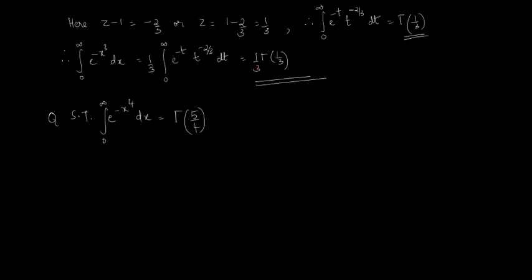Just evaluate and see for yourselves and show that integral 0 to infinity e raised to minus x raised to 4 dx is gamma of 5 by 4. Just follow the same method. Give a change of variables, then you will arrive at the answer.